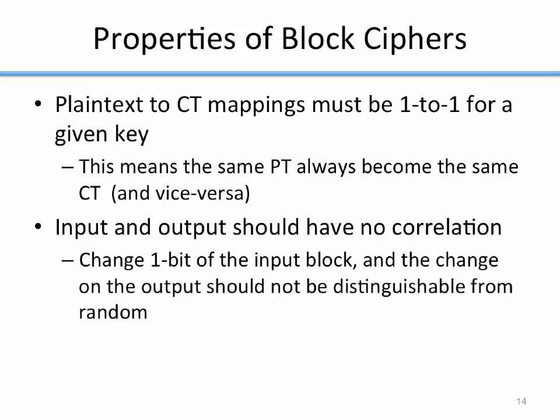And also very important is the input and output should have no correlation, which basically means that if I change one bit of an input block, then the change on the output should not be distinguishable from random. What does it mean to not be distinguishable from random? It means that on average 50% of the bits should change.